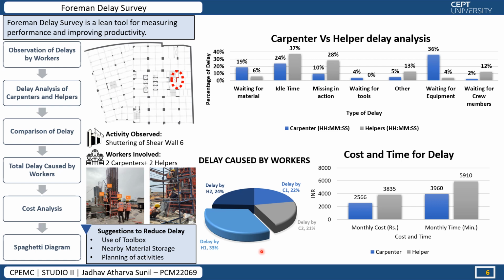In the pie chart, we can see that the delay caused by the worker is because of helper one, because helper one was new to the site, he was new to the terminologies being used on site. So the time required by the helper was more. In cost and time for delay, we can say the major delay in cost is of helper and in time is also of helper.